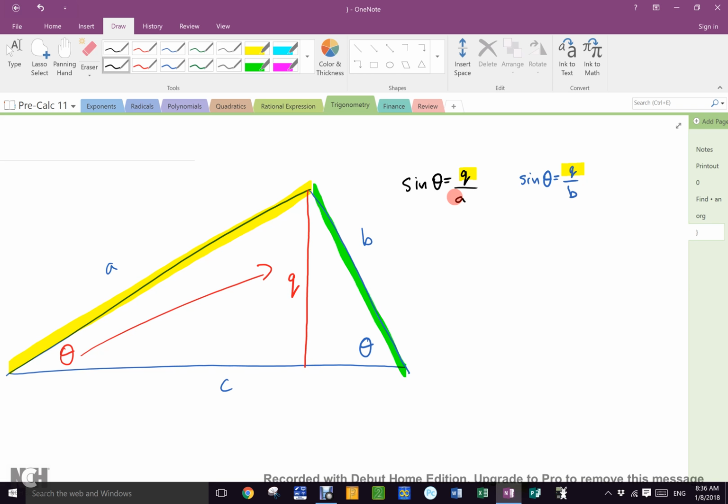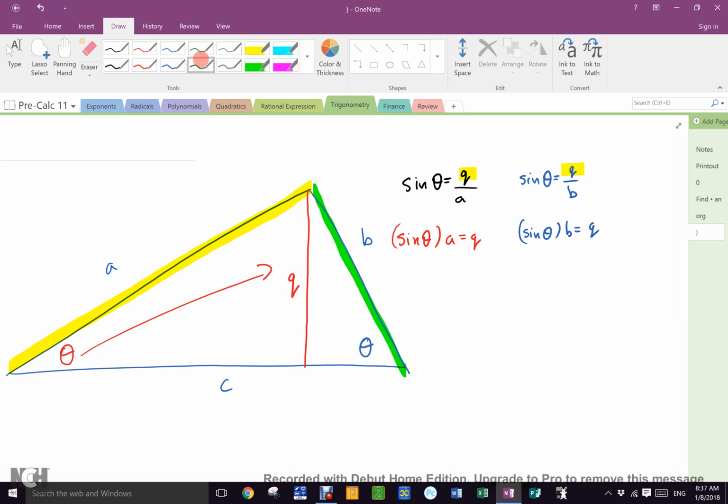Talk to your neighbor if you can't remember how to do algebra. I'm going to multiply both sides by A, yes? So sine of red theta, and I'm going to do this side in red. Sine theta times A equals Q, yes? Everybody with me? Okay. What is it over here? Sine theta times B equals Q, yes?